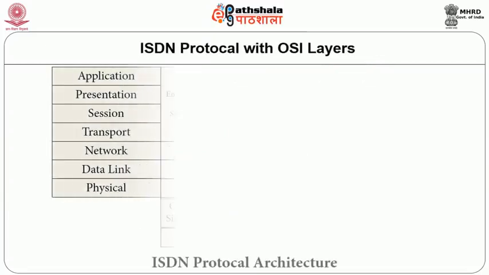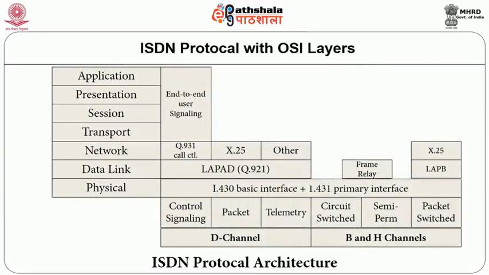Now, let us see the protocol and architecture used here. Those who have learned the OSI layers know that OSI uses 7 layers. I have shown on the left side the 7 layers, starting from application to physical. The basic level is the fundamental physical level, which generally deals with the lines and the signals used at the physical level. So B, D, H channels, etc. are specified in the physical level.